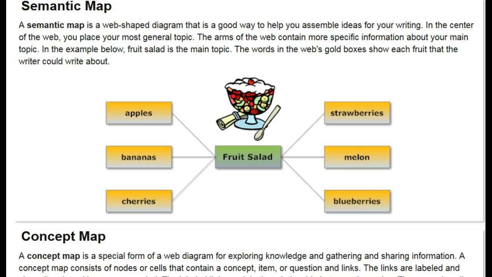Semantic map. A semantic map is a web-shaped diagram that is a good way to help you assemble ideas for your writing. In the center of the web, you place your most general topic. The arms of the web contain more specific information about your main topic. In the example below, fruit salad is the main topic. The words in the web's gold boxes show each fruit that the writer could write about.